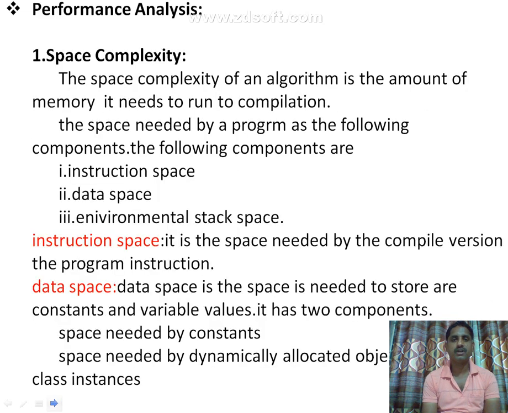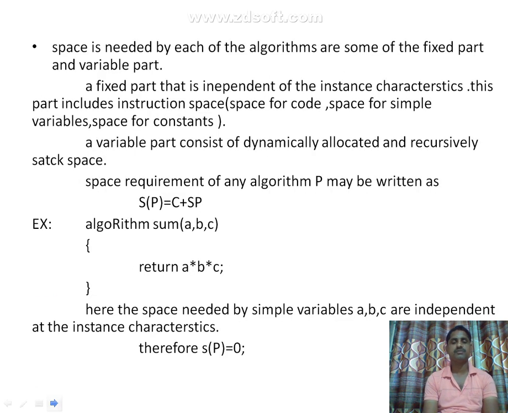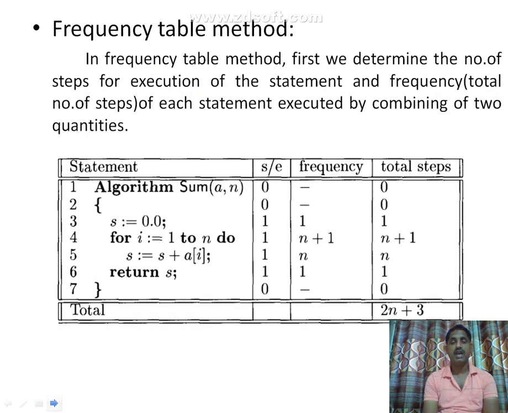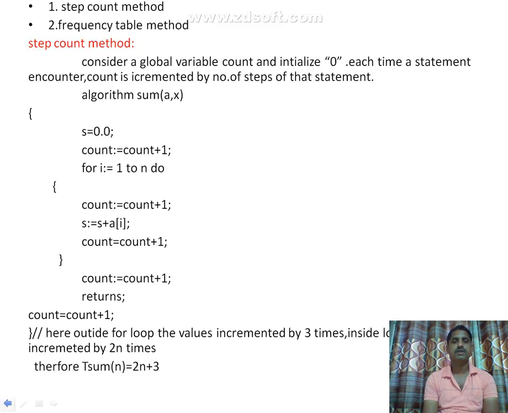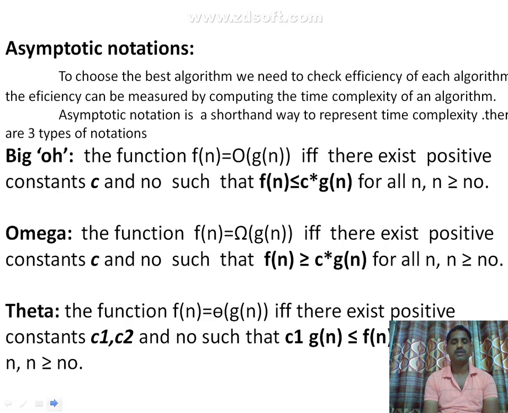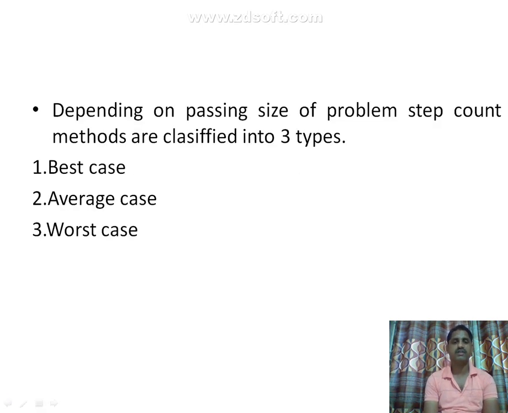The next one is performance analysis. Here there are two types of performance analysis: space complexity and time complexity. In space complexity, we look at how much memory is required to store the data, and time complexity is how much time is required to run a particular algorithm. For time complexity we can use two methods: step count and the frequency table method. Based upon the input size we can use different cases: best case, where the minimum number of steps is required, average case, where the average number of steps is required, and worst case, where the maximum number of steps is required.